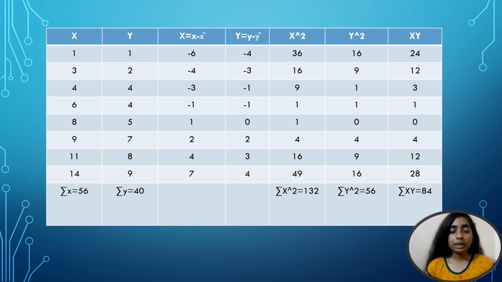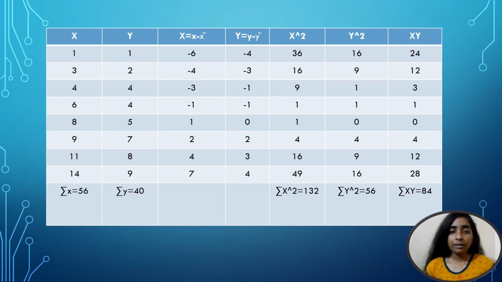To find the capital Y, that is equal to small y minus y bar. And to find the y bar we know summation of y by n, that is 40 by 8, which is equal to 5. 1 minus 5 is equal to minus 4 and 2 minus 5 is minus 3, and we need to do this for all the values, and we get minus 1, 0, 2, 3 and 4.